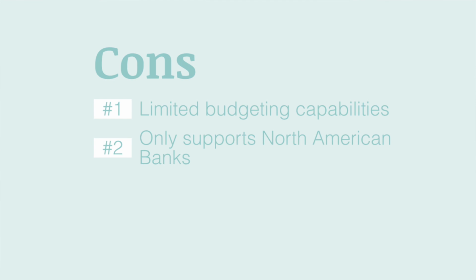Okay, for the cons, number one, it definitely has to be the limited budgeting capability, like not supporting multi-level budget categories. It doesn't allow you to remove any of their built-in categories, and also there is no support for reordering or renaming budget categories. Another thing is that not every institution is supported. Currently, it's limited to North American banks.